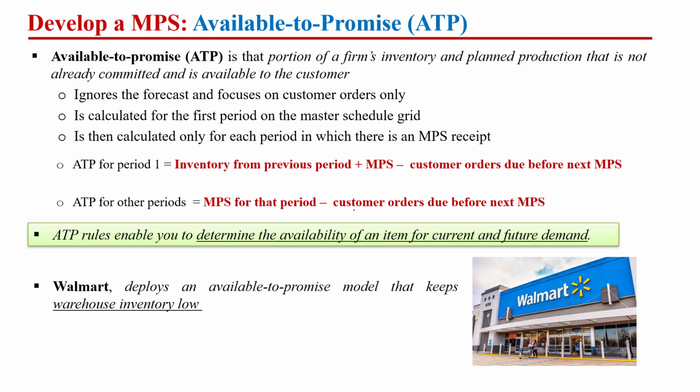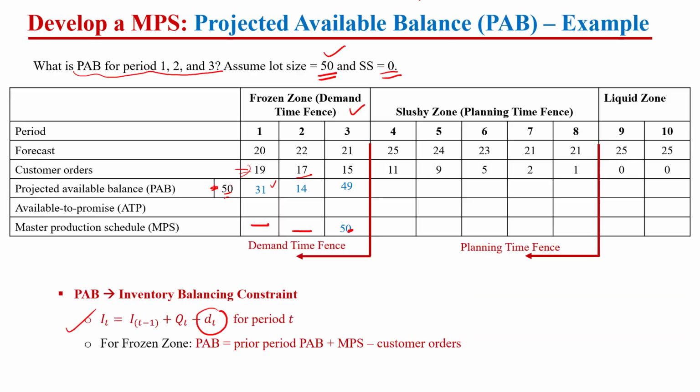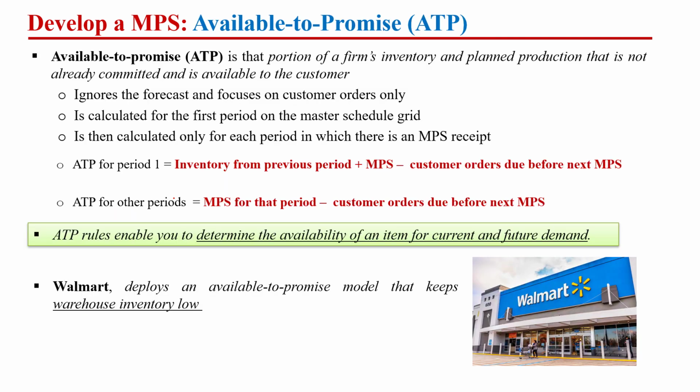Now, let's discuss what is the available to promise. Till now, we have discussed the master production schedule, and we have discussed the projected available balance. Now, let's discuss the meaning of available to promise. Basically, the available to promise is the portion of the inventory and the planned production quantity that is not already committed and is available to customers. In available to promise, we completely ignore the forecasted demand. We purely consider only the confirmed customer orders.